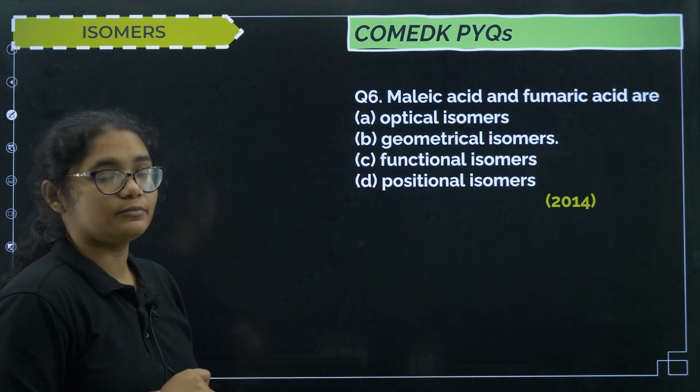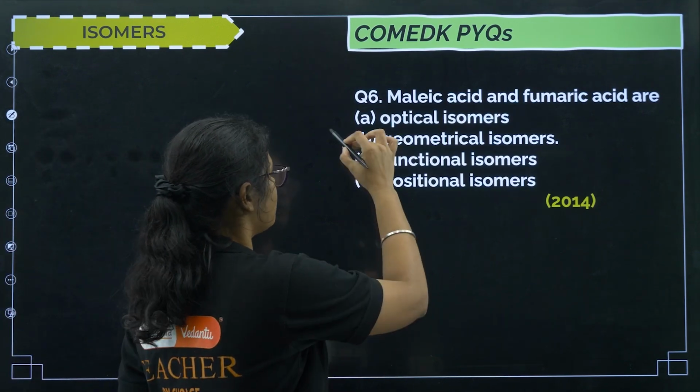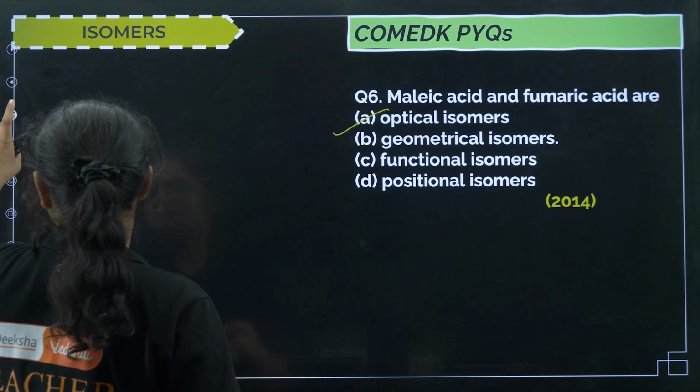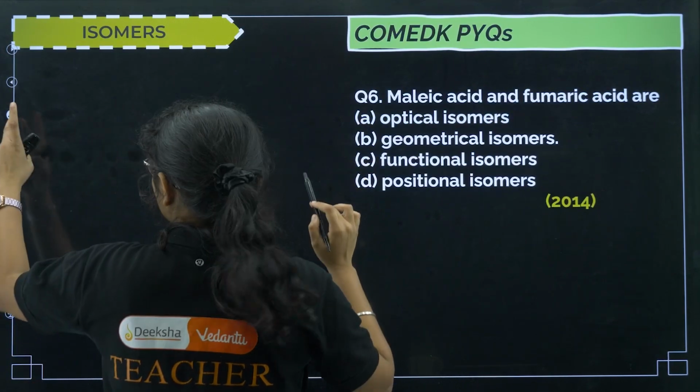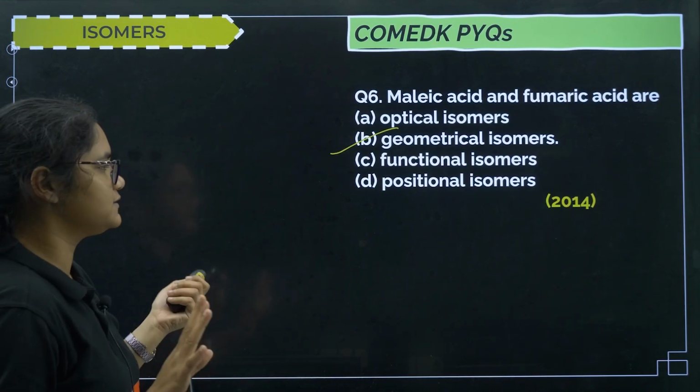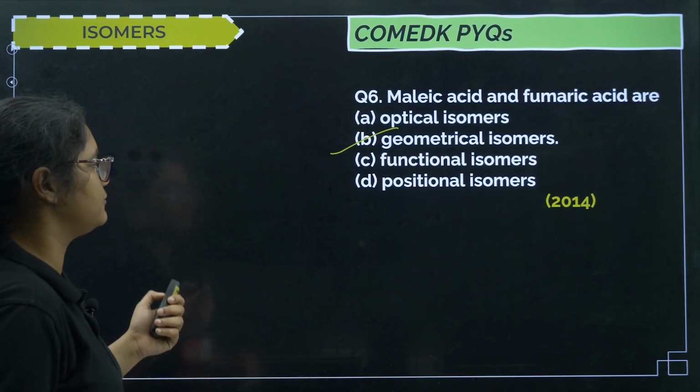Next, maleic and fumaric acid. So you should know these are all optical isomers. Okay, sorry, 1 second. Okay, so these are your geometrical isomers. Okay, they are geometrical isomers, otherwise they are cis and trans forms or else they are the same structure.